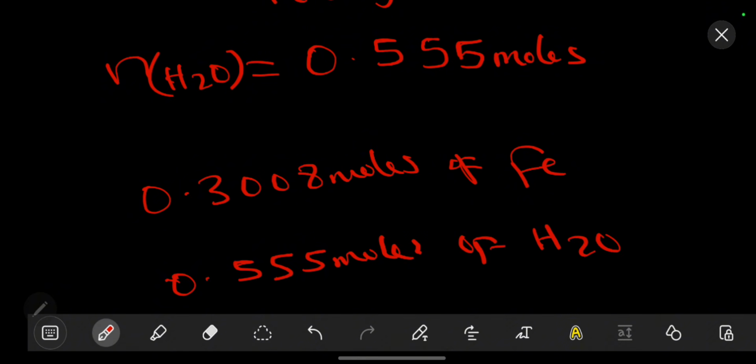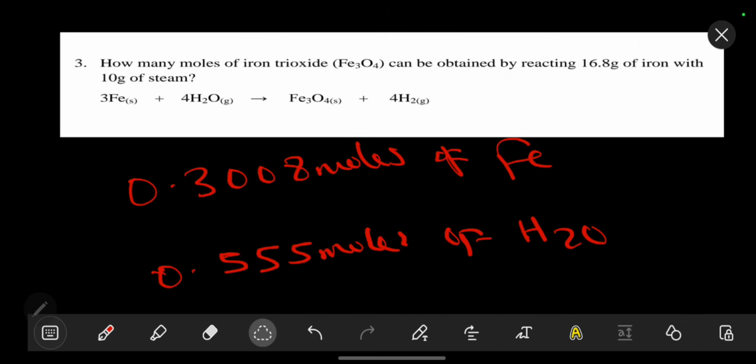Now if you look at this, it is not so direct to conclude whether water is the limiting reagent or iron is the limiting reagent. It's not so easy. So for us to determine which one is the limiting reagent, we can compare with what we have been provided.